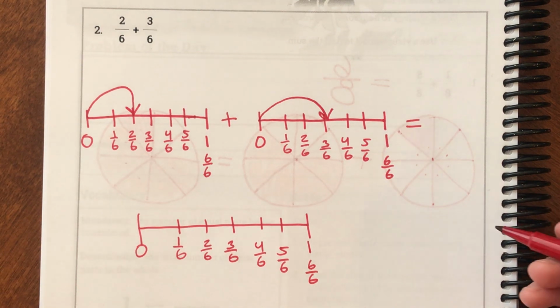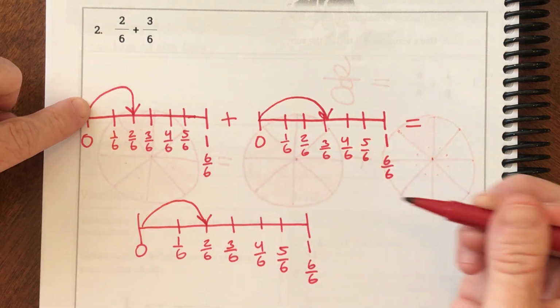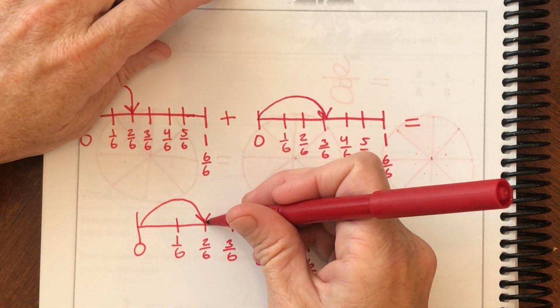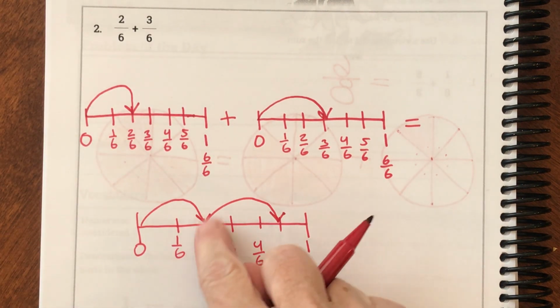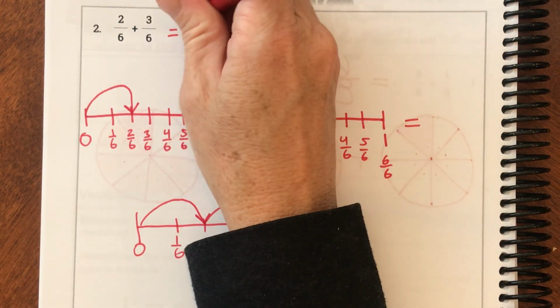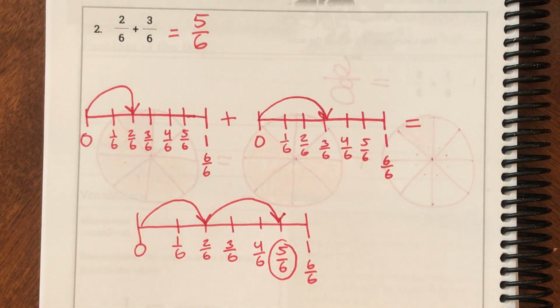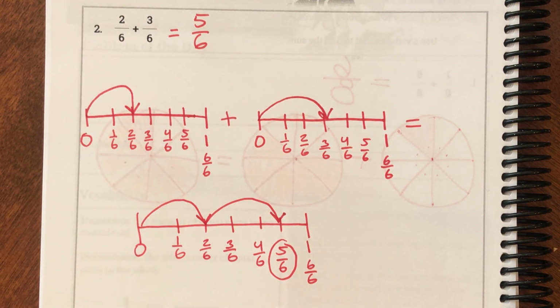Okay, so if I put this together, my first jump was 1, 2, and then I jumped 1, 2, 3. So I did a jump of 2 and then a jump of 3, and look where I end up. I end up at 5/6. So again, my numerators get added, but my denominators don't. I liked drawing better than this, but we're not always going to have a choice, boys and girls. Sometimes they're going to tell us you have to do a specific one.